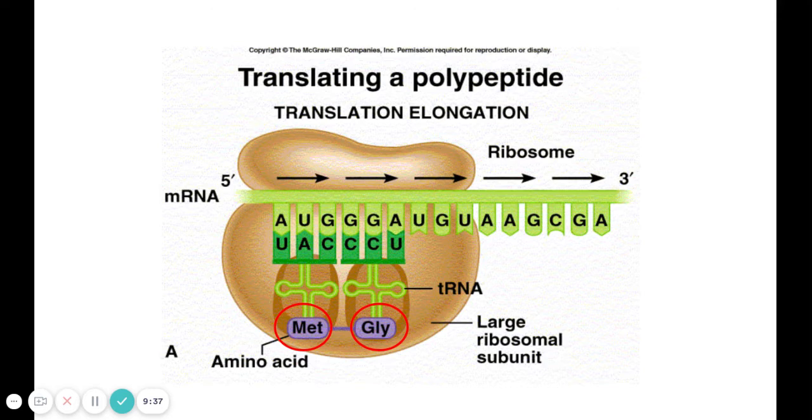So that's an explanation of what's happening here if you're trying to write this into an answer for a question. You'll notice the amino acids are joined together with that purple bond, and that is a peptide bond.